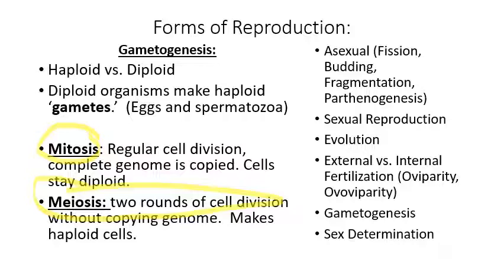Each contains one complete copy of the genome that either came from the mother or the father. If it came from the mother, you're talking about an egg, obviously. If it came from the father, you're talking about a sperm.